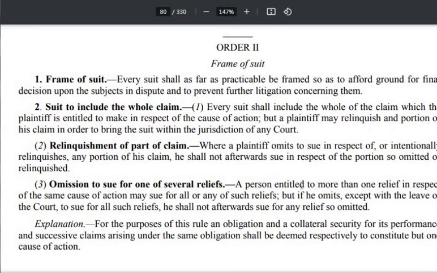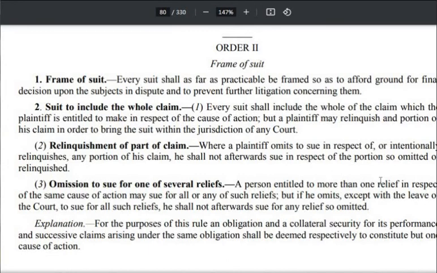person entitled to, you see the words, a person is entitled to more than one relief. Now the word entitled to means what? जब उसने previous suit file किया था, then he was entitled to the relief that he claimed in the former suit, and he was also entitled to claim the relief now he is claiming in the subsequent suit.